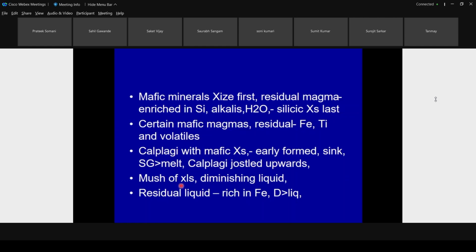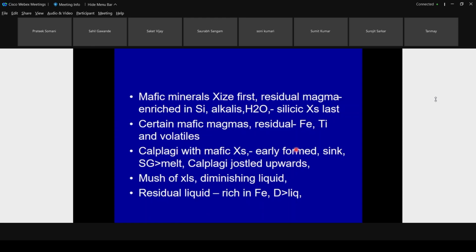In this process, you will have a mush of crystals with a diminishing liquid. That means the melt component will keep on decreasing. The residual liquid, or residual melt, will be rich in iron, where the density of this liquid is higher than the jostling minerals like calcic plagioclase. So all these things happen.